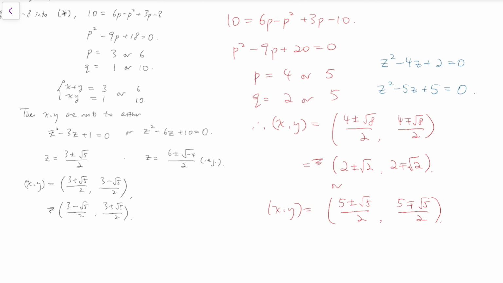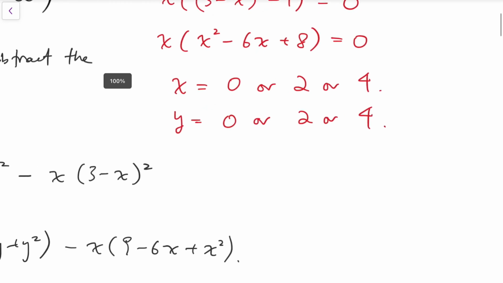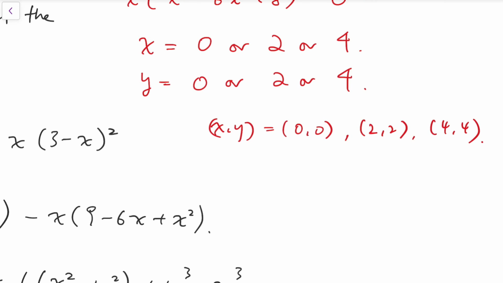So altogether there are quite a lot of solutions. We have this pair, or actually I should say two pairs, the third and the fourth pair over here, fifth and the sixth pair over here. Of course, we can also say the first three pairs over here, x and y equal to both 0, both 2, or both 4 are also valid solutions.